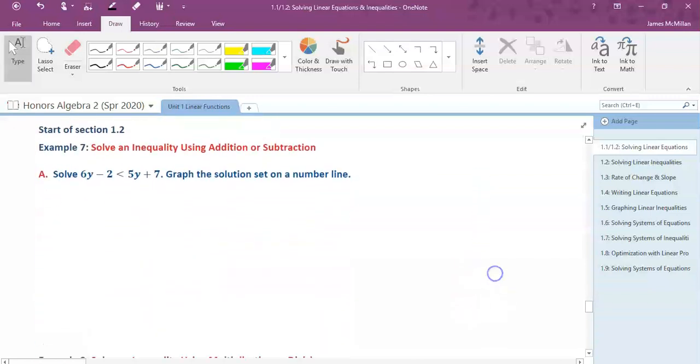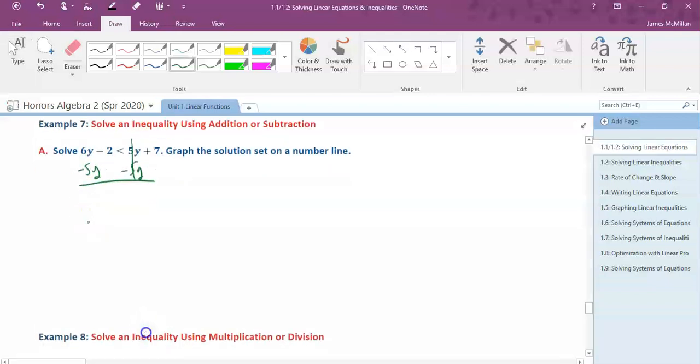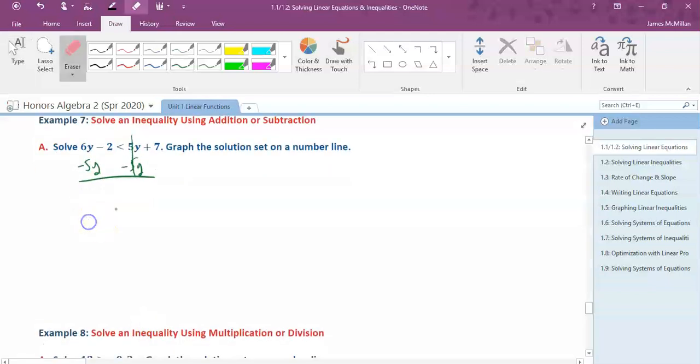As we look at 1.2, we're almost done here. 2 more examples to go through. Solving inequalities and graphing them on the number line. So remember, solving inequalities, same steps as solving equations. The only difference, remember, if I multiply or divide by a negative, we need to flip that inequality. But in this case, we don't have that issue. So we subtracted the 5y and got y. We're now going to add 2 to both sides. And so we get that y is less than 9.